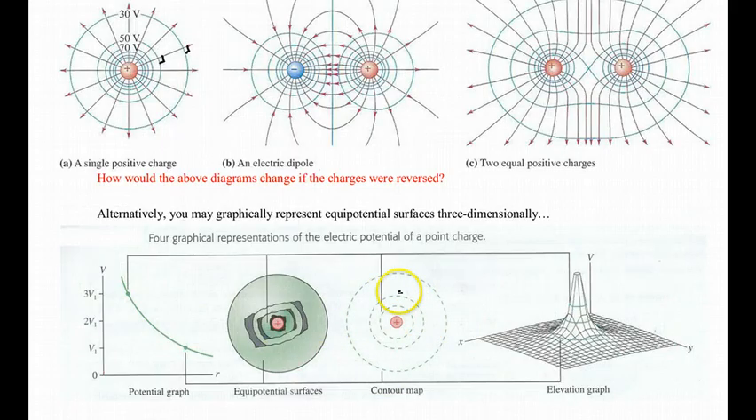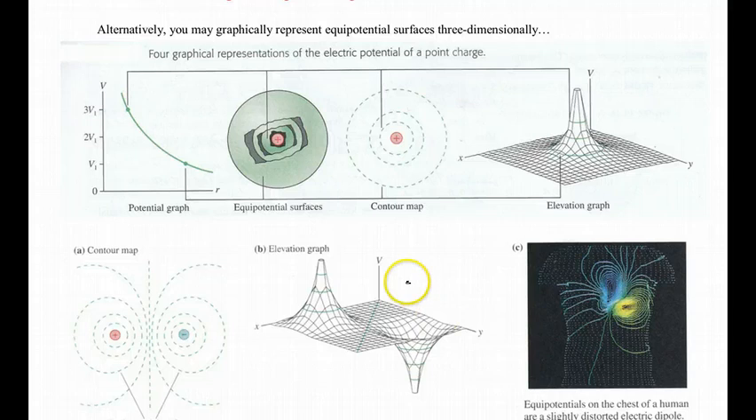Now, positive charge equipotential plots are often shown like this. Sometimes we show them with equipotential surfaces because that's in reality what is happening. Or maybe sometimes you will see a three-dimensional equipotential plot that's shown over here. It looks like an elevation map. And here's an equipotential plot for a dipole, and you can see the positive charge is like the top of a mountain, and the negative charge is like a sinkhole. And this is an electric potential plot of a chest of a human.